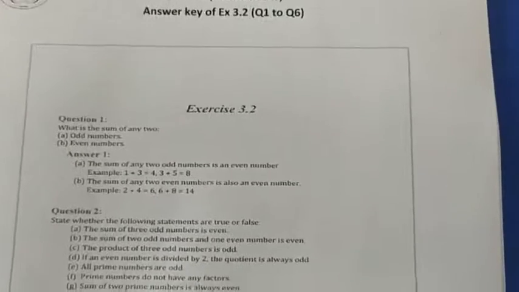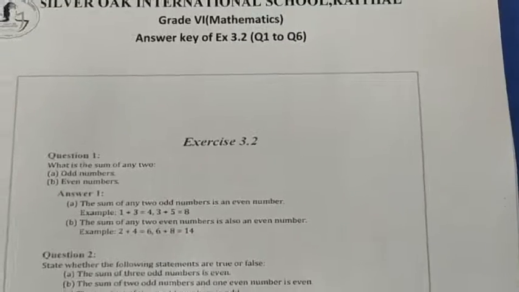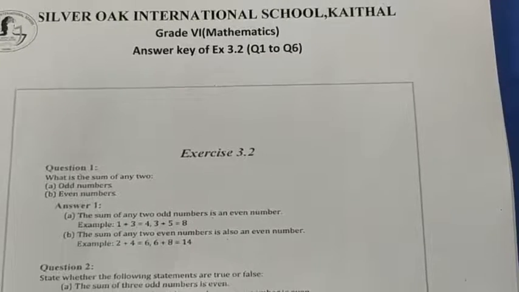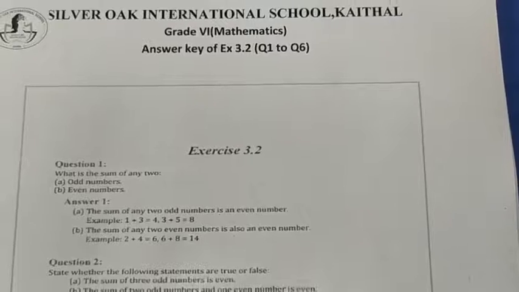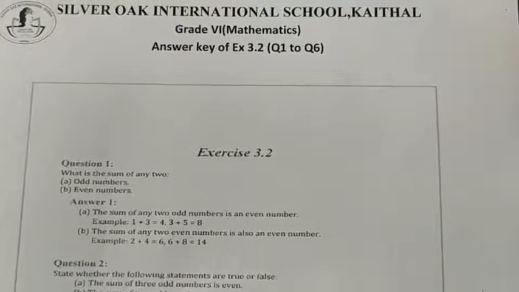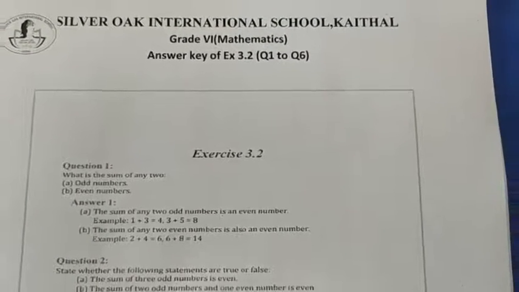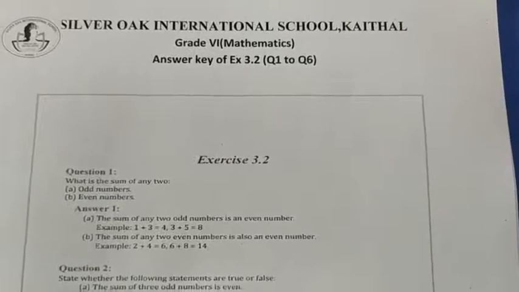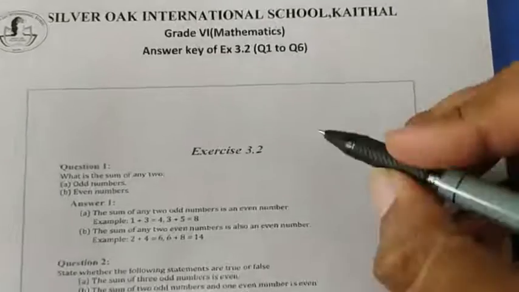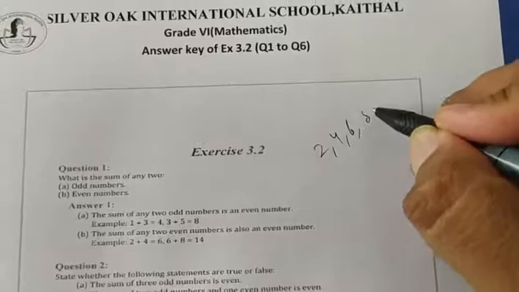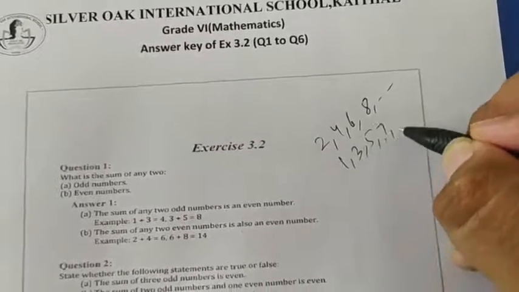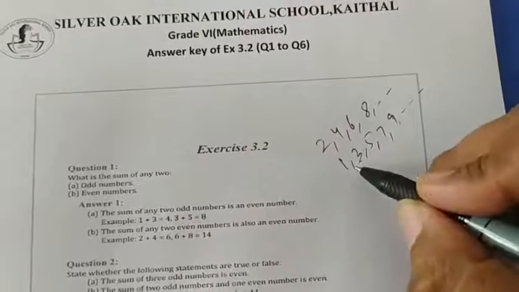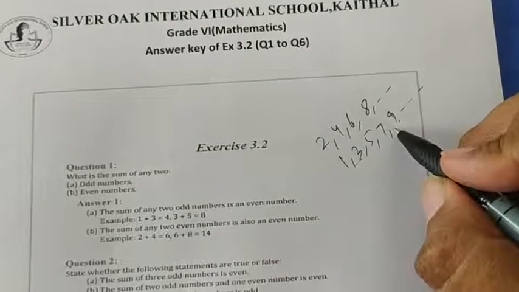Next exercise, 3.2. In exercise 3.2, there are numbers like even number, odd number, prime number and composite number. Even numbers are those which go on the table of 2, and which are not going on the table of 2 are called odd numbers. Examples of even numbers are 2, 4, 6, 8 and so on. Odd numbers are 1, 3, 5, 7, 9 and so on, which are not on the table of 2.